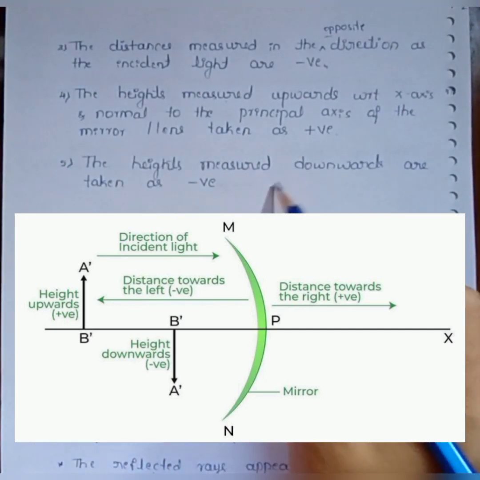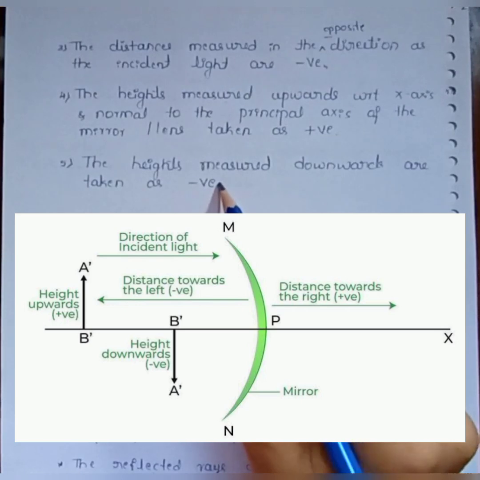The heights measured downwards are taken as negative.